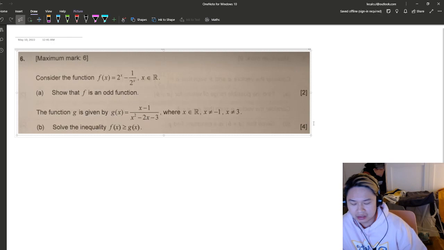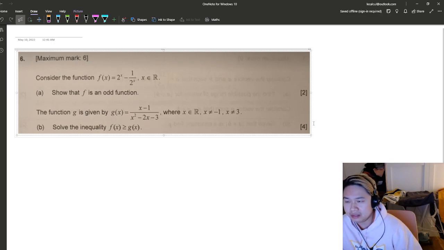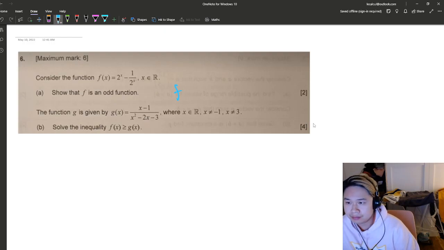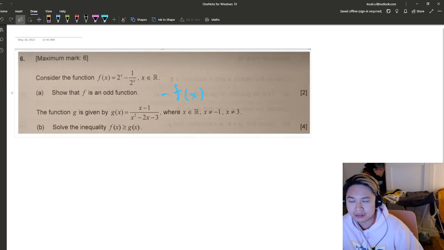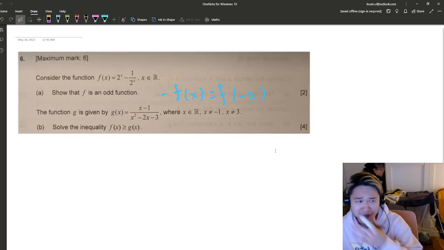So consider this function. Show that it's an odd function. Okay. So by definition, an odd function means that, depending on how you write it, if you were to take the positive x side of your function and then reflect it vertically, this is what the negative x one looks like. You just need to show this. So that's what we're gonna do.